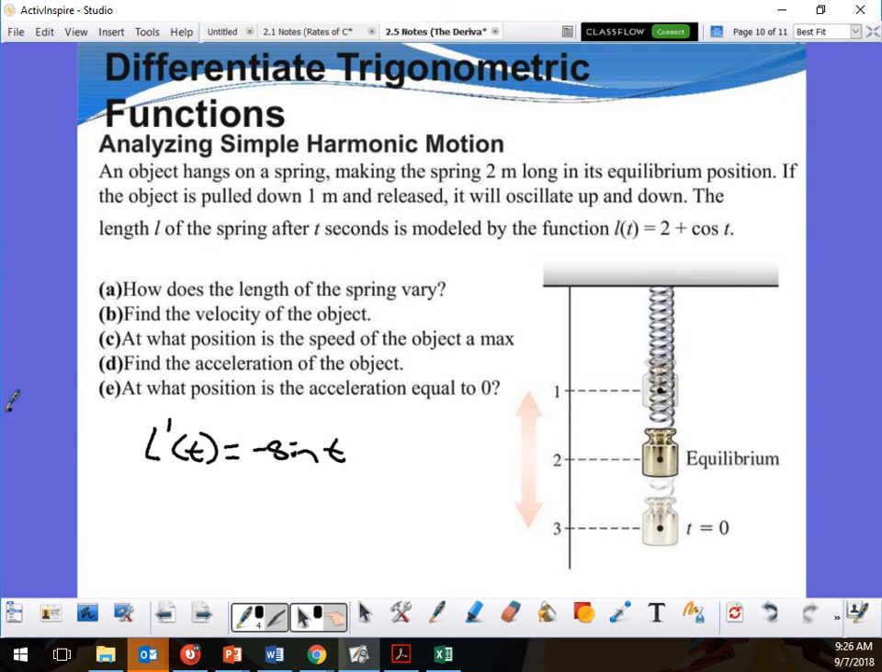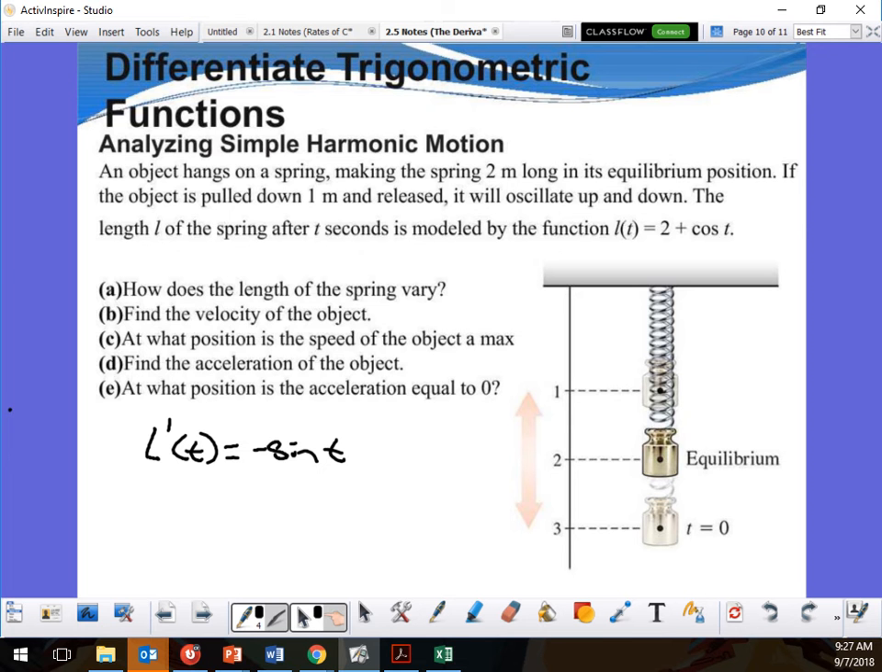So at what point is the speed of the object at its max? No, 2 is its equilibrium. 3. If it's oscillating, think about it. When you pull it down to 3, does it go all the way up to 1? No. It's oscillating because it's going up and down, getting slower and closer back down to the equilibrium, and eventually it's going to stop right there. That's its equilibrium at 2.